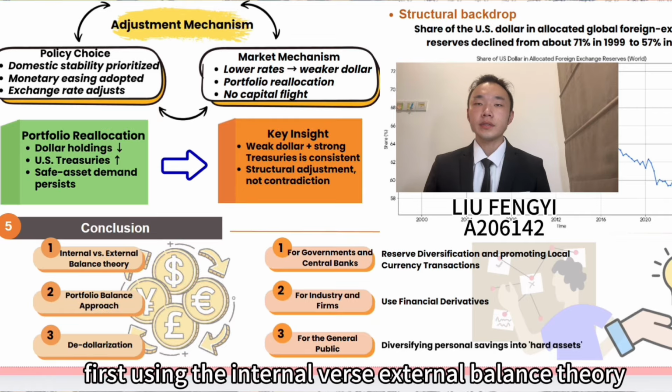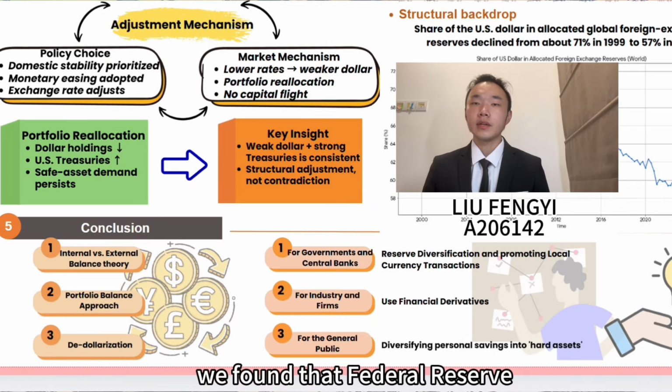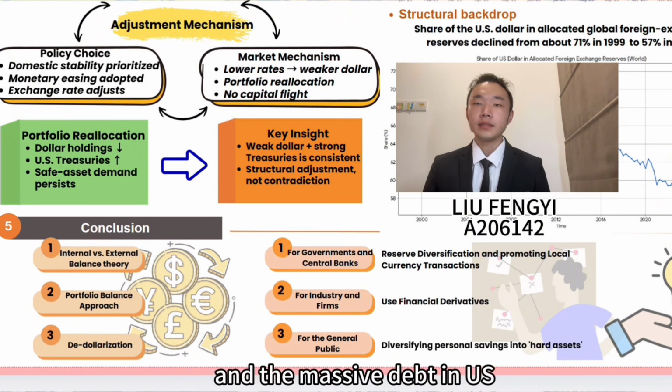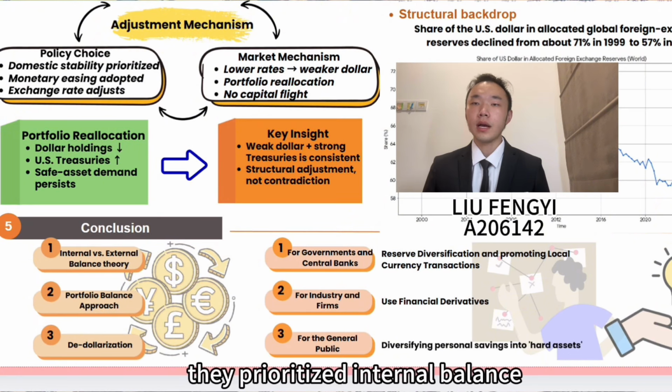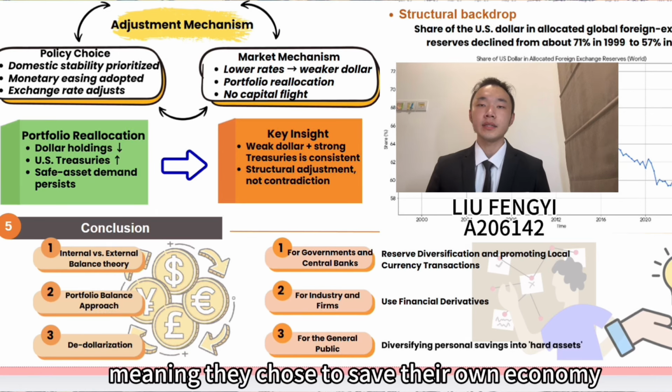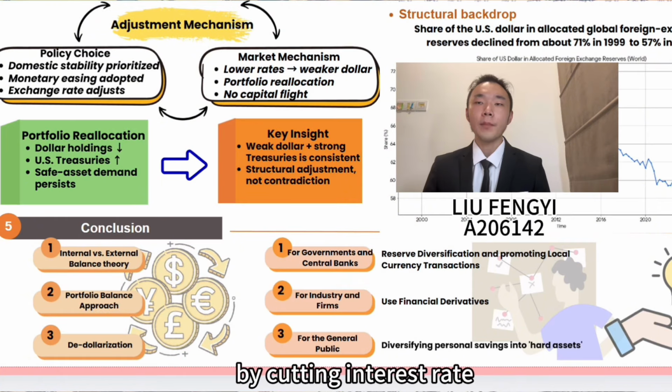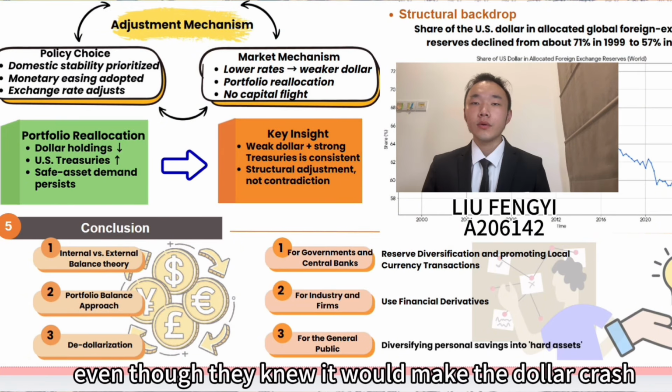First, using the internal versus external balance theory, we found that the Federal Reserve had to make a tough choice. Because of the recession risk and the massive debt in the US, they prioritized the internal balance, meaning they chose to save their own economy by cutting interest rates, even though they knew it would make the dollar crash.